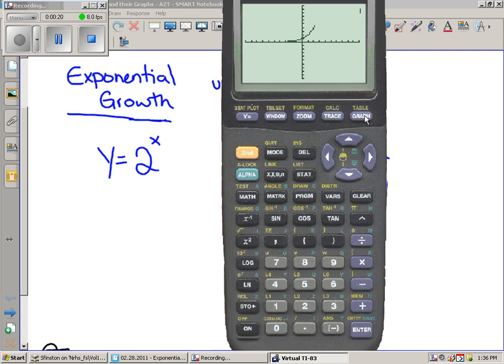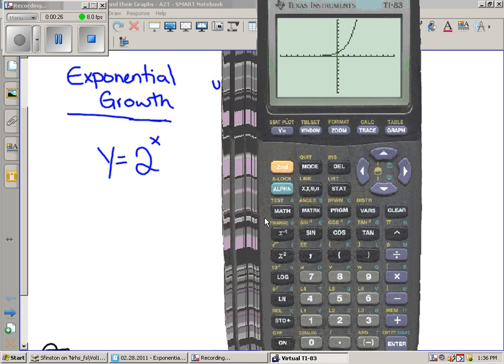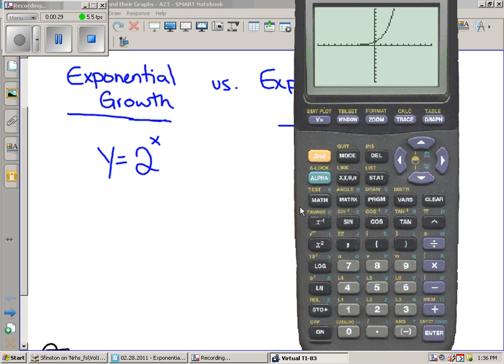And you see that? Watch this. You see it starts off real low and then just takes off like a plane or like a jet or like a rocket ship, right? Like a spaceship. That's exponential growth.